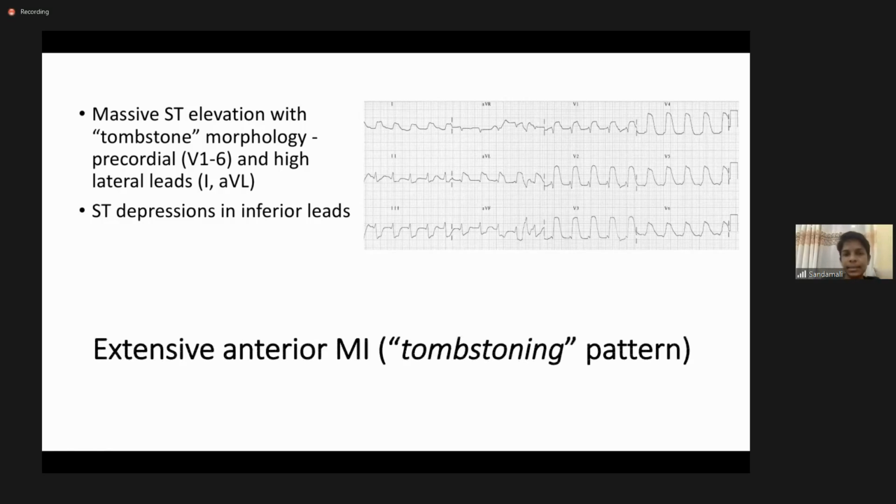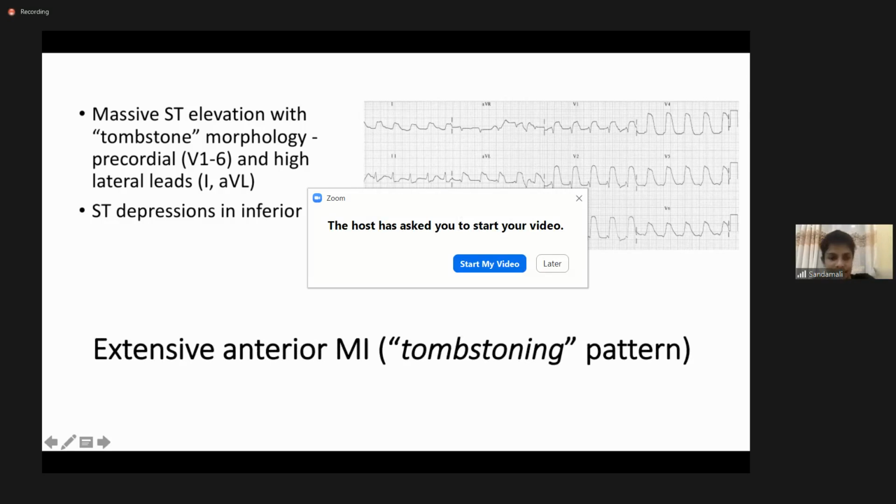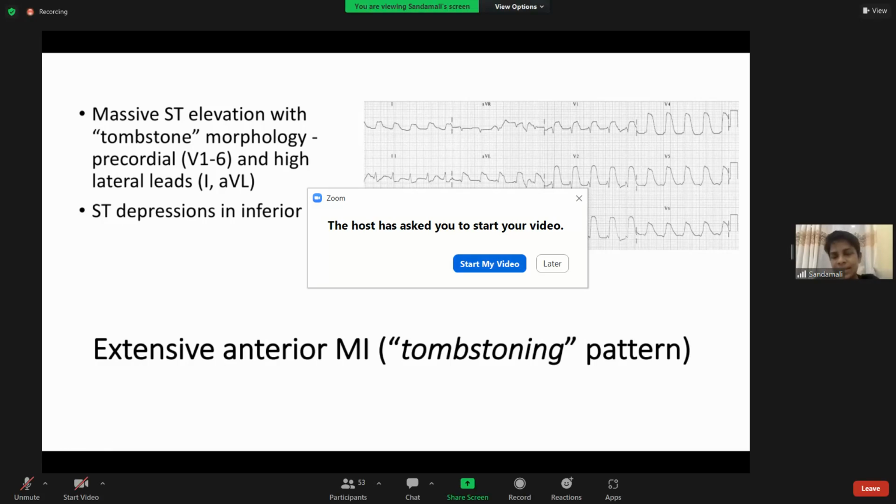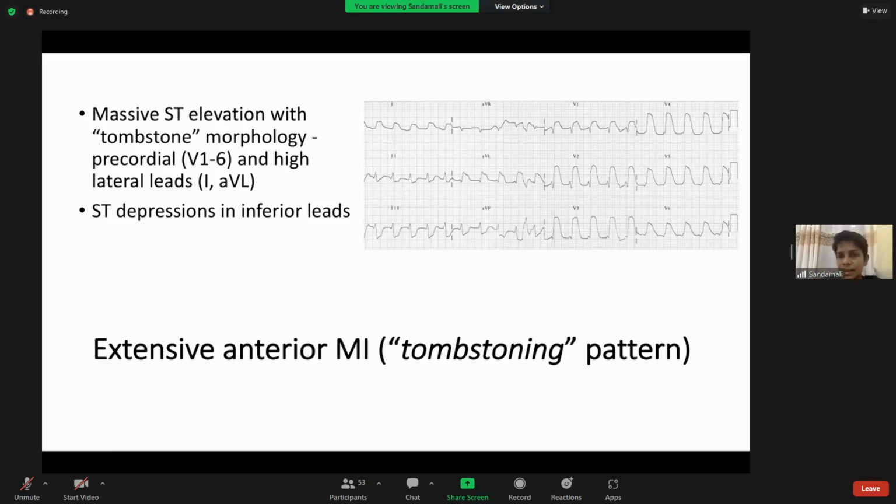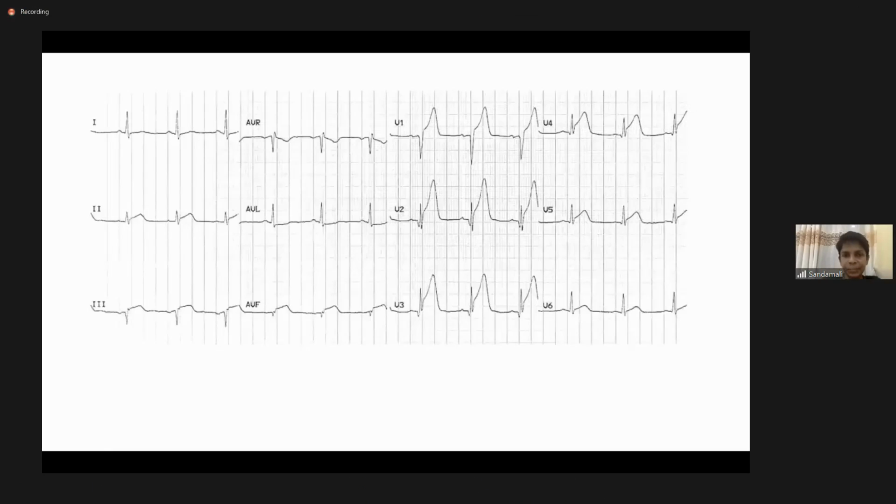And this again, ST elevation involves V1 to V6 and L1, aVL, and it is called an extensive anterior STEMI, and this indicates a large area of significant severe ischemia.